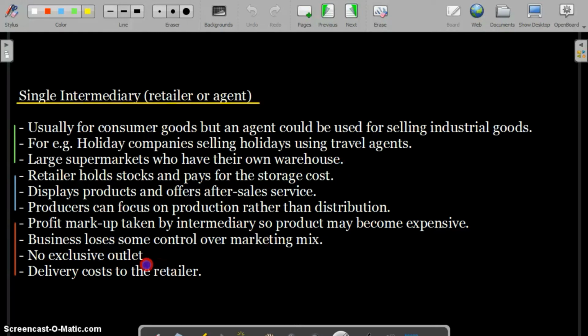And there's no exclusive outlet in this particular method, because you are selling it to large supermarkets which act as wholesalers and retailers, so they buy in bulk. So there's no exclusive outlet generally, and there's some delivery cost to the retailer as well.